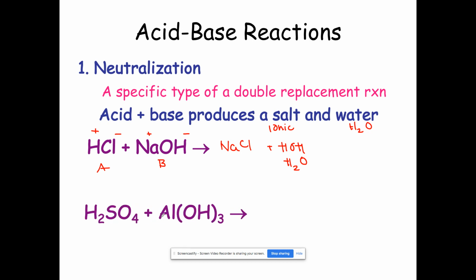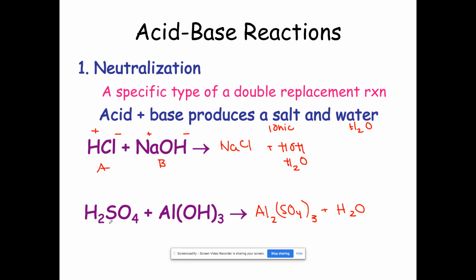Here's a trickier one. So once again, we're going to do switching of the positive. So aluminum, which is a plus 3, is going to be with sulfate, minus 2. And so we're going to crisscross our charges. So that means that the 2 from sulfate comes down here. The 3 from the aluminum comes down here. And we still have H2O. Always water. Always. Now you just need to go back and balance this thing for coefficients.